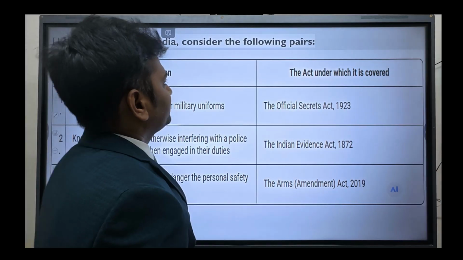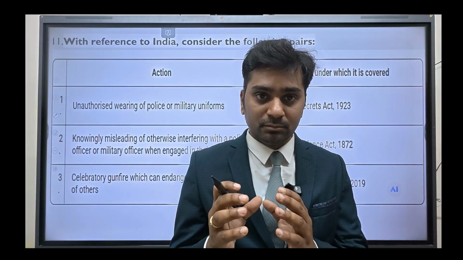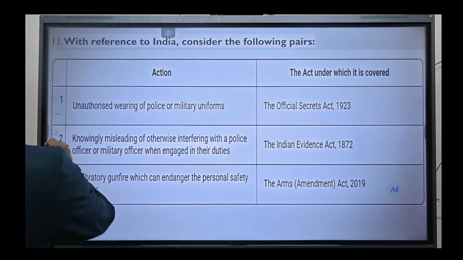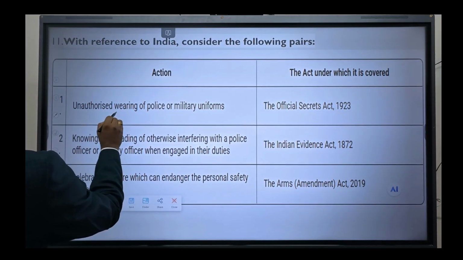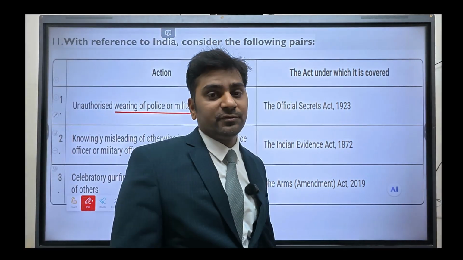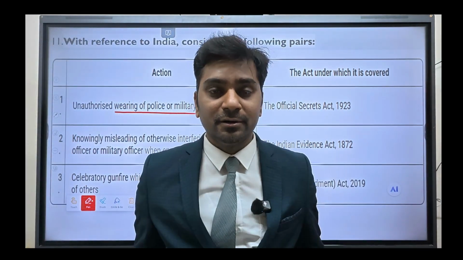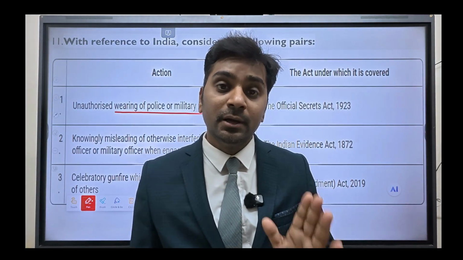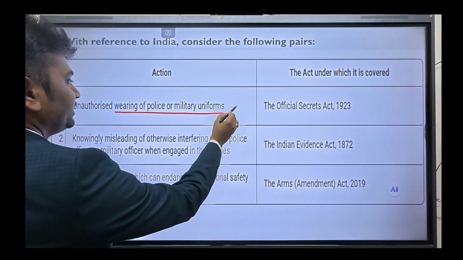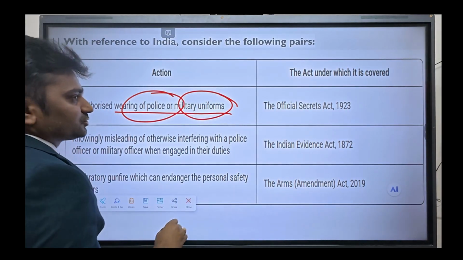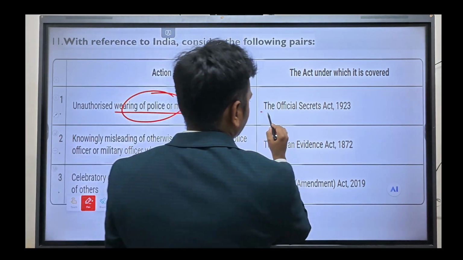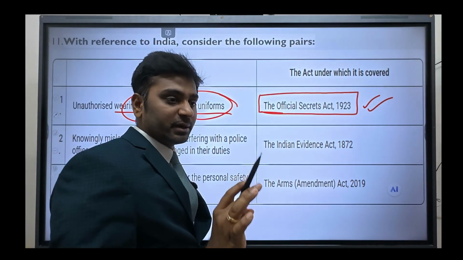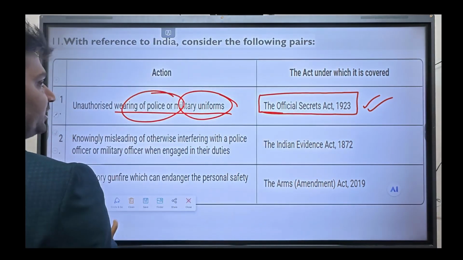Moving further, with reference to India, consider the following. They have given some articles and rules, and they ask which article of the Indian Constitution or which act speaks about it. Unauthorized wearing of police or military uniforms. Say, for example, in movies they will show someone wearing military or police uniforms. You cannot do so without permission. You have to take permission according to the Official Secrets Act. Under the Official Secrets Act, you have to take permission if you want to wear police or military uniforms.